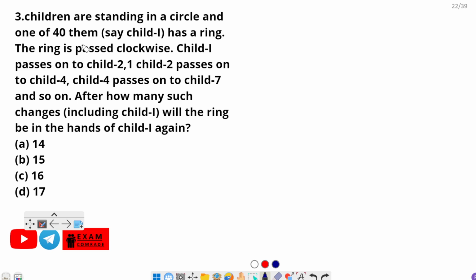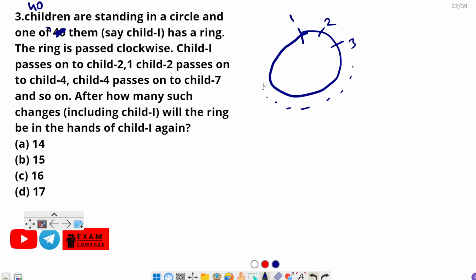Okay, this question is: 40 children are standing in a circle, 1, 2, 3, and so on. There are 40 children and one of them has a ring. Okay, so this one has the ring.